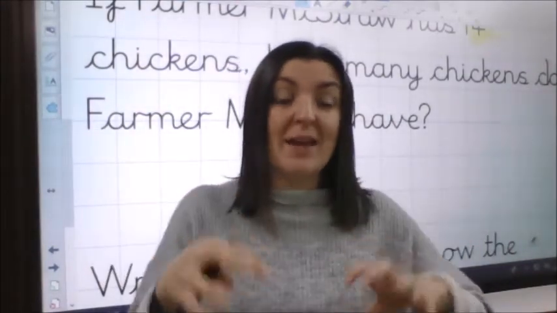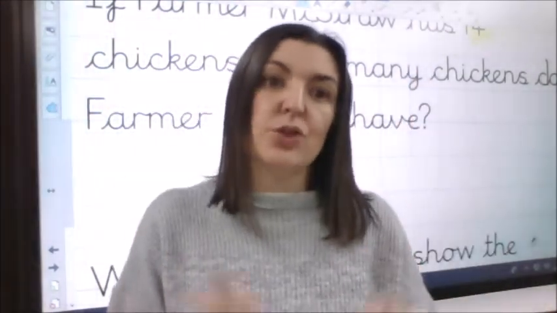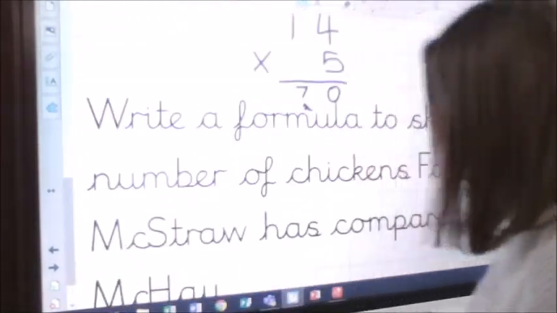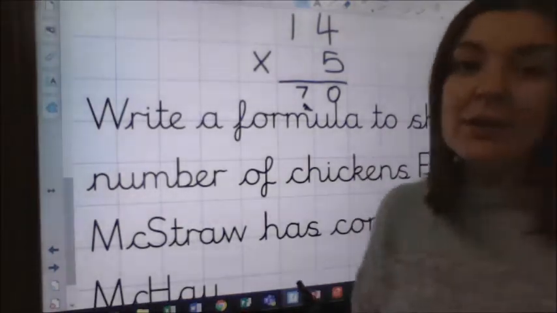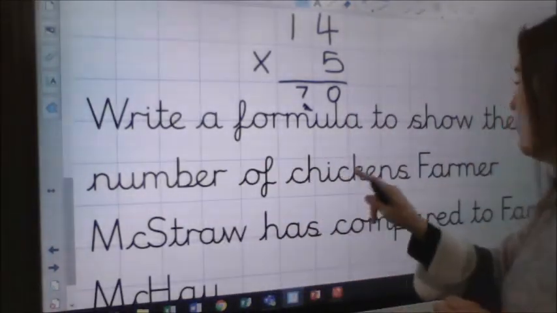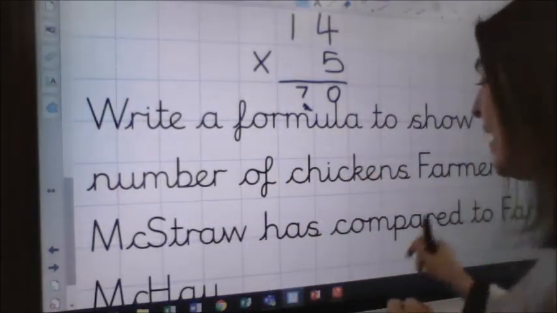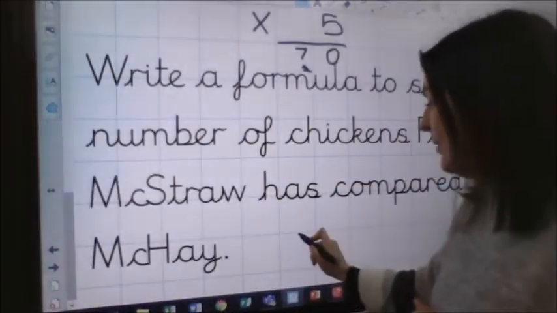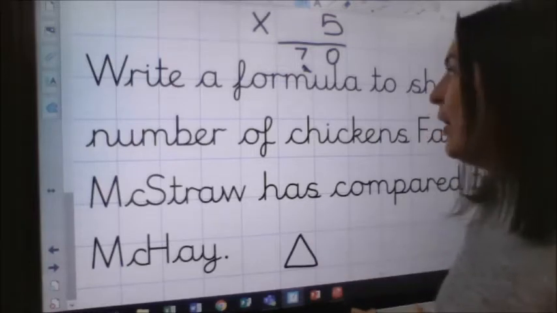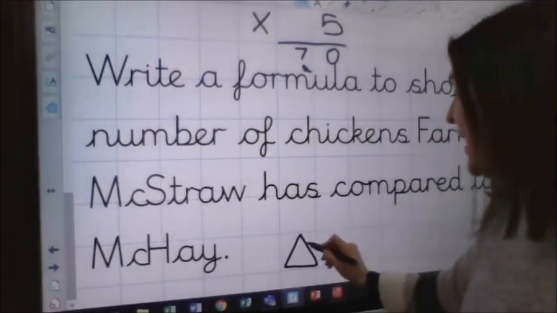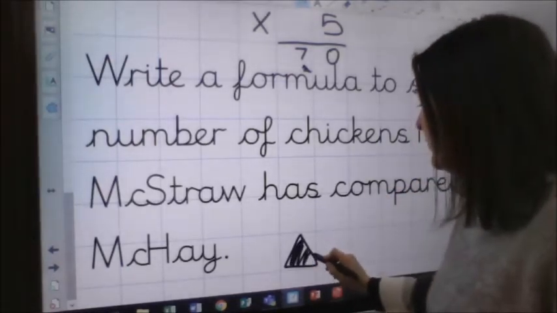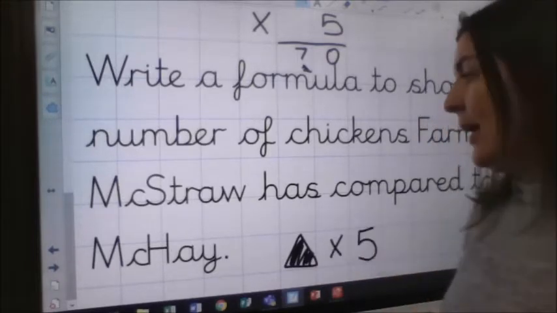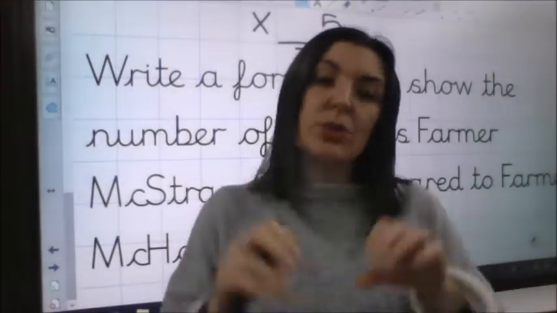Okay, so your question then is really similar to that one. So use that to help you. And then the second part says, write a formula to show the number of chickens Farmer McStraw has compared to Farmer McKay. Okay, so it's the triangle then. So it's whatever number that Farmer McStraw has multiplied by 5. Okay, so whatever number multiplied by 5.